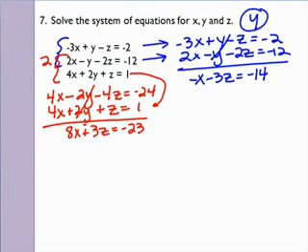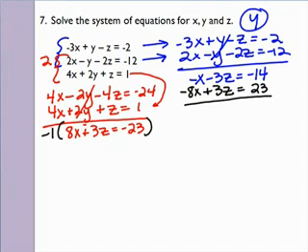So the z's look pretty easy to drop out. Now I just have to take this one and multiply it by negative 1 because that was a negative 3 and this is a negative 3, so I need to make it a positive. So we get negative 8x plus 3z equals positive 23, which gets me negative 9x equals 9. So x equals negative 1. 1 down, 2 more to go.